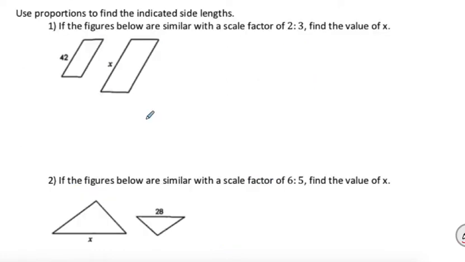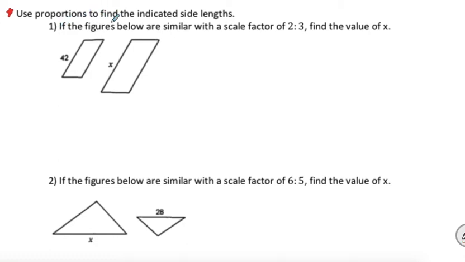Okay, and the last 2 examples, again, using proportions to find the missing or indicated side blanks. So it says, if the figures below have a scale factor of 2 to 3, find the value of x. So we know that these already have a ratio of 2 to 3. We just need to know how they are set up to compare these. This is why they gave us a picture. This is the smaller one, this is the larger one. So if this is 2 compared to 3, we know we'd have 42 compared to x.